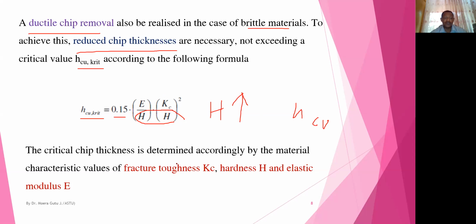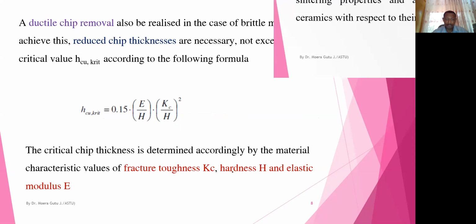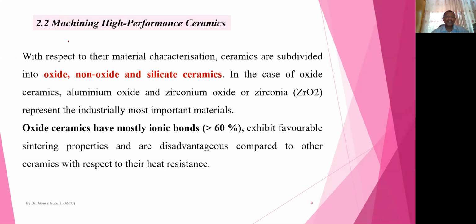So from here, the machinability of hard materials depends on three factors: the hardness of the material, the Young's modulus, and the fracture toughness of the material. The material which has low hardness can be easily machined. Well, that covers machining high performance ceramics. Now we will see what materials are there in the machining of hard materials.